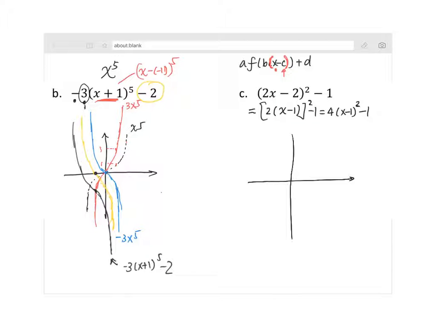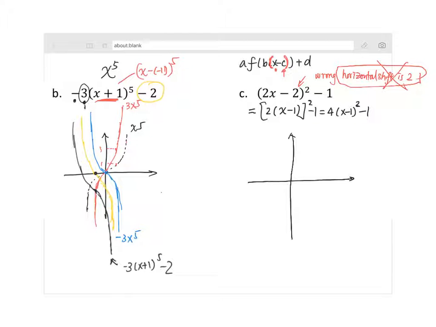So this is the tricky part. It is wrong to say the horizontal shift is 2. This is wrong. This is wrong.